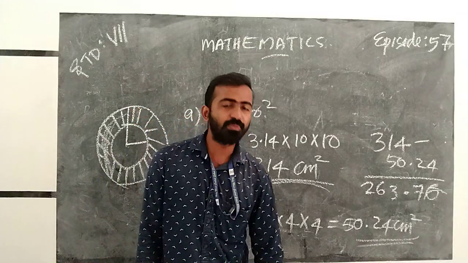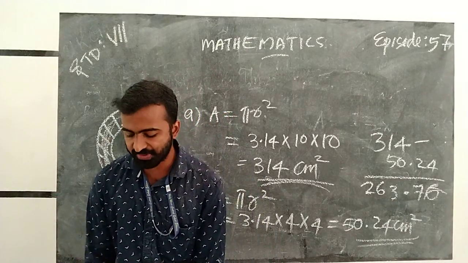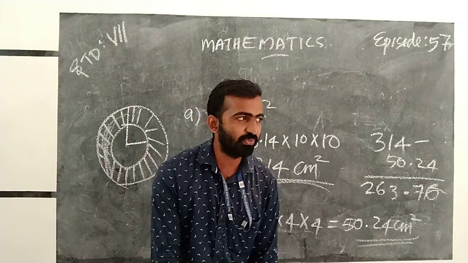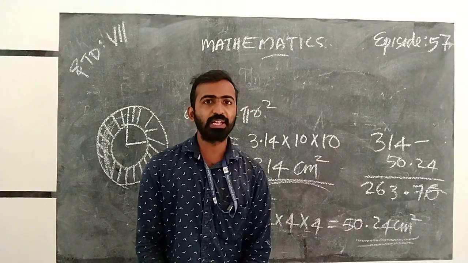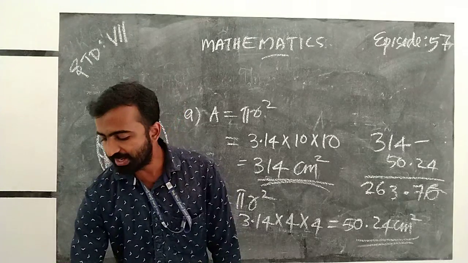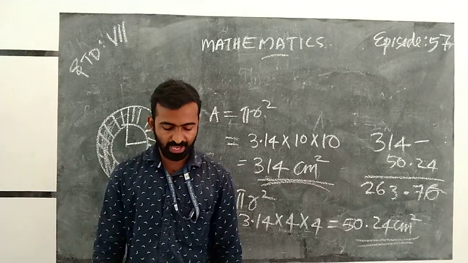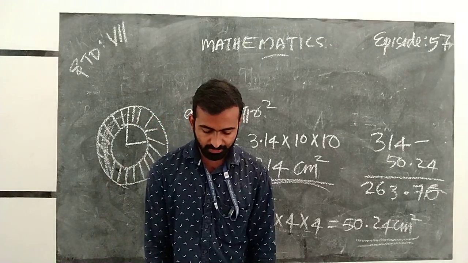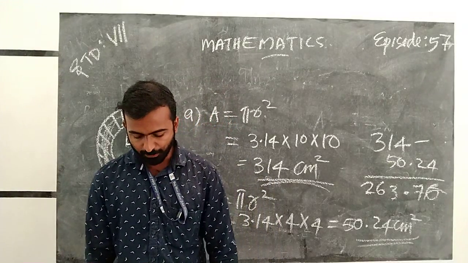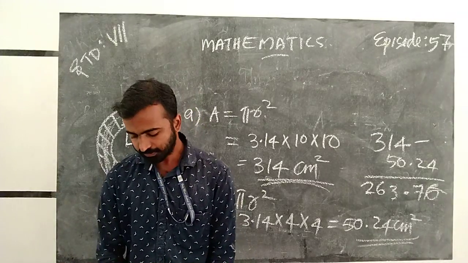Today we studied how to find the circumference of a circle. If the radius is given, then we take 2 pi r. If the diameter is given, then we take pi d, and the area of the circle is pi r square. Next day we are going to discuss our exercise 11.3.